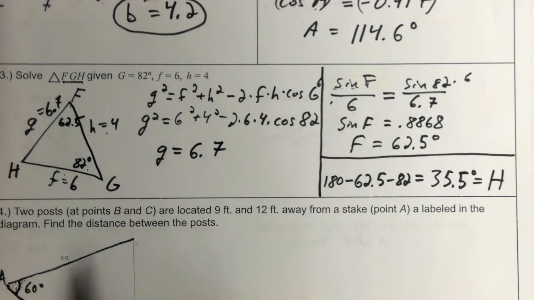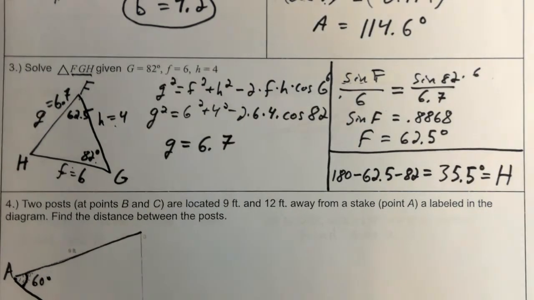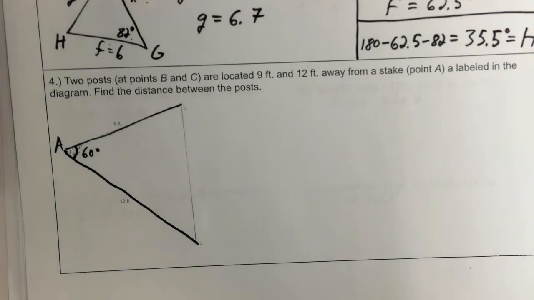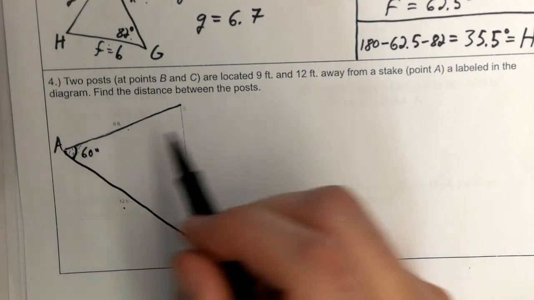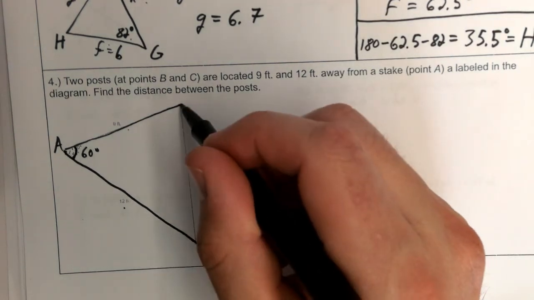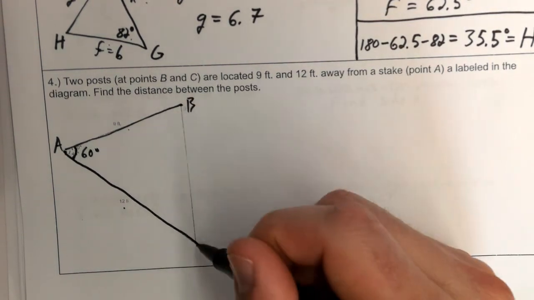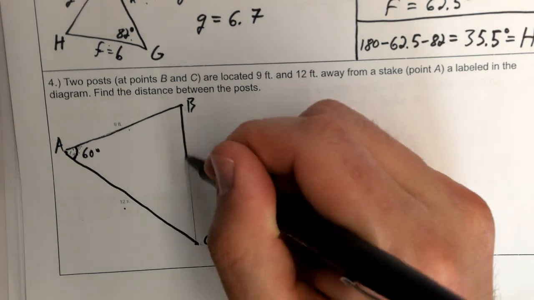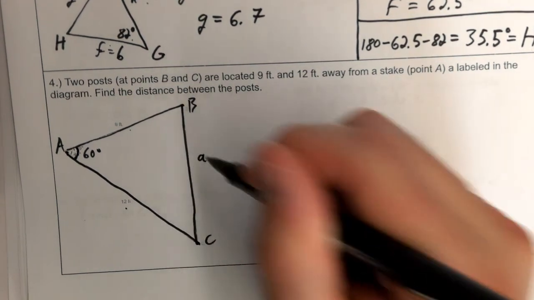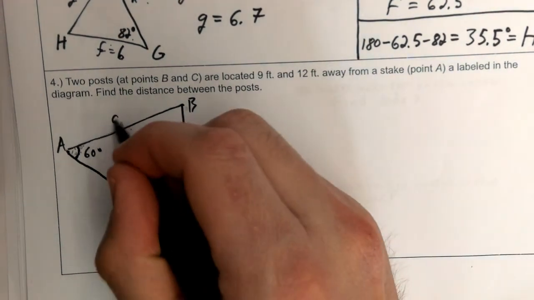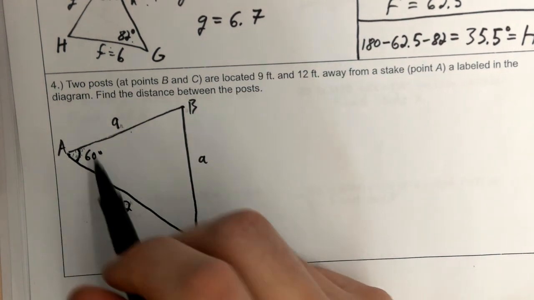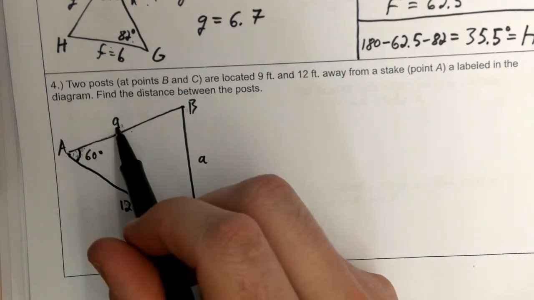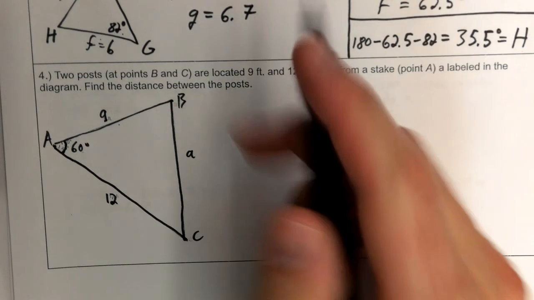All right, we have a distance of 9 feet here. Whoops, you can't see that. I'm sorry. We have a distance of 9 feet here, distance of 12 feet here, and then this is point B here. This is point C here, and we want to know what this distance is here. Call it little a. Okay. So since I know that this side is 9 and this side is 12, and I know this angle, I have side, angle, side, so I'm going to use the law of cosines, and it'll look like this.